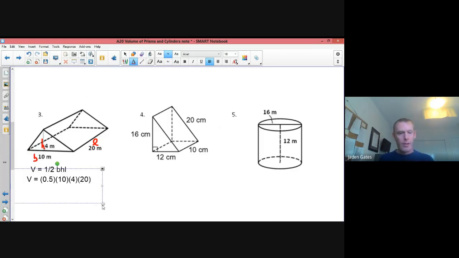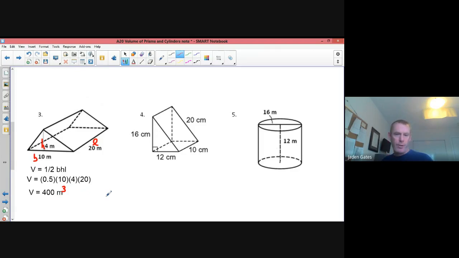All right, and if I multiply those numbers, I get 4 of them, I can just multiply them all at once, and I get 400 meters. And again, because we're talking about the amount of space, which is 3-dimensional, it's 400 cubic meters.